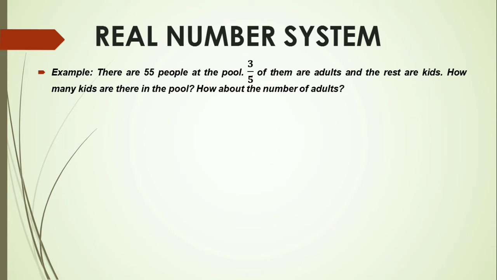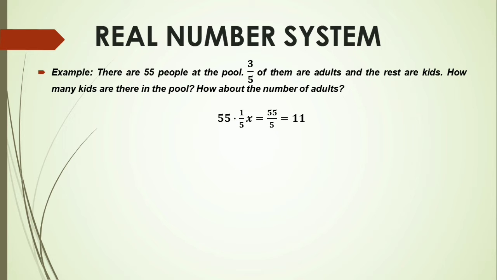The next example problem involves the real number system. Here is the example. There are 55 people at the pool, 3/5 of them are adults, and the rest are kids. How many kids are there in the pool? How about the number of adults? Let us try to answer first by multiplying 55 by 1/5.